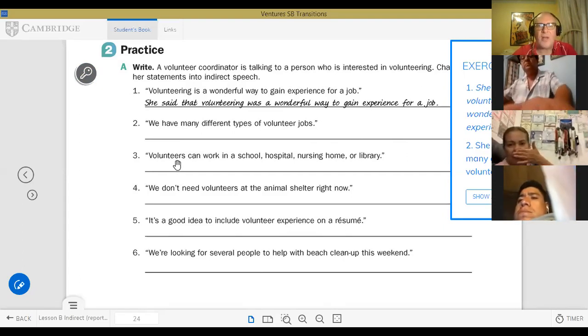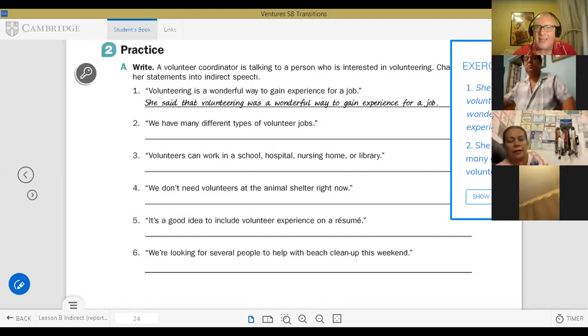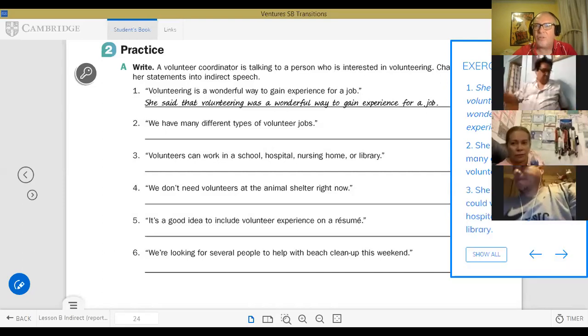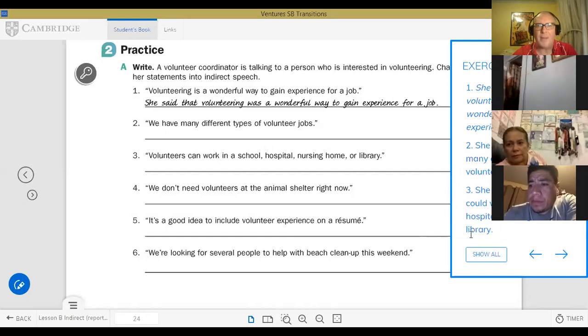The next one says, "Volunteers can work in a hospital, school, or nursing home." All right. What can we say there? She said that volunteers could work in a hospital, school, nursing home, or library. "Can" changes to "could." Okay.